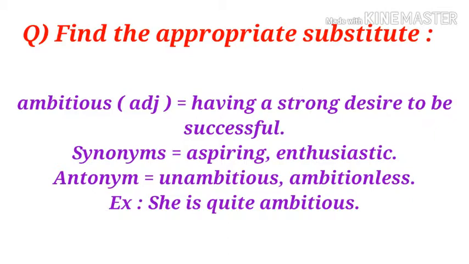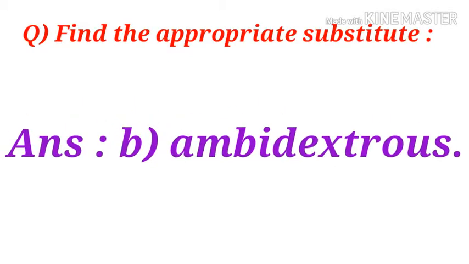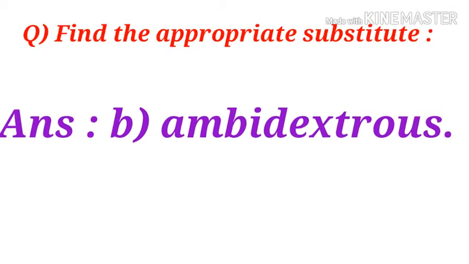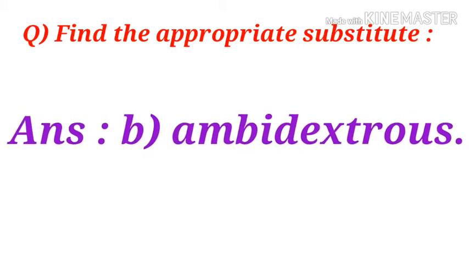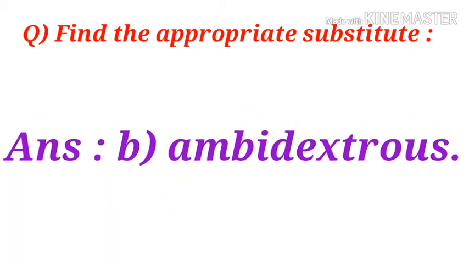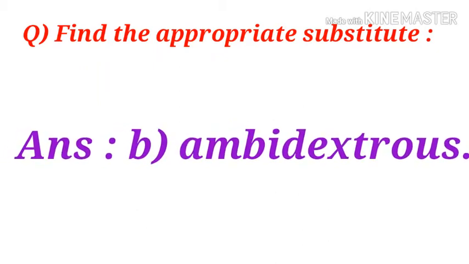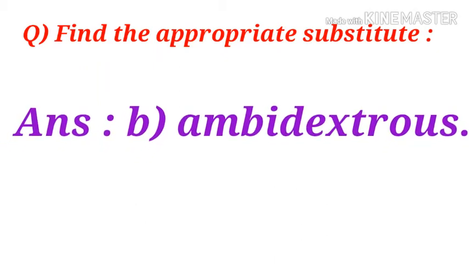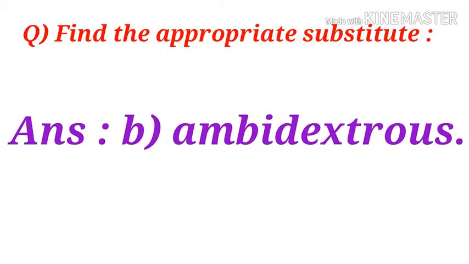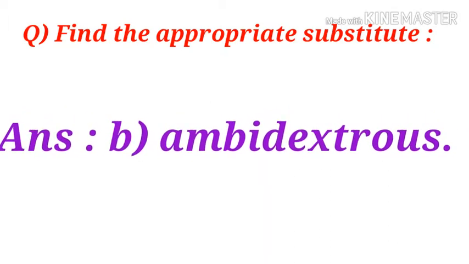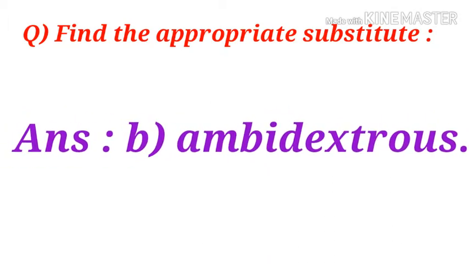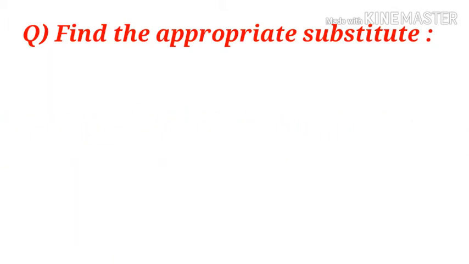And one by one I have explained the meaning of all the words. So I hope you have understood each of the words clearly. Now we can find the right substitute for question number 1, and its answer is option B, that is ambidextrous. Ambidextrous means a person who can use both his left and right hand equally. Clear? Question number 1 is clear.